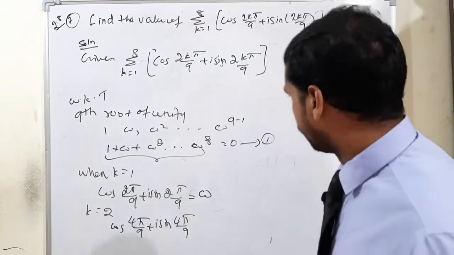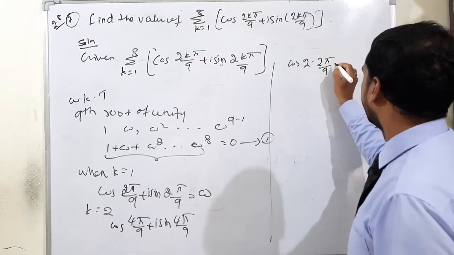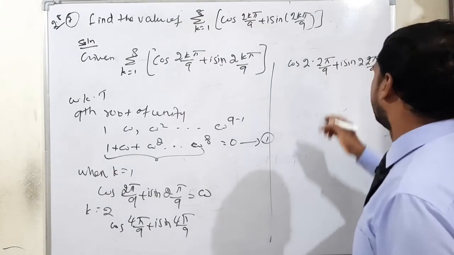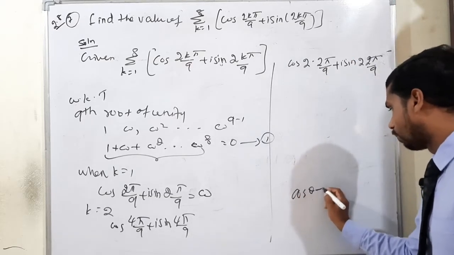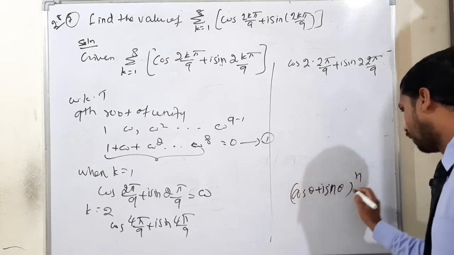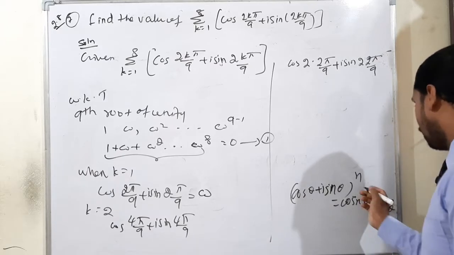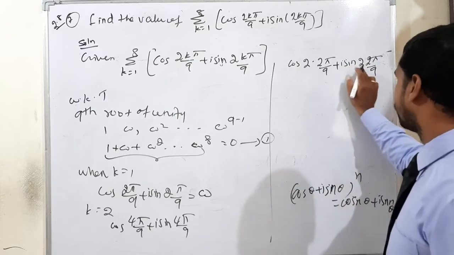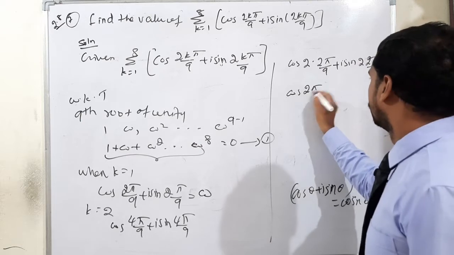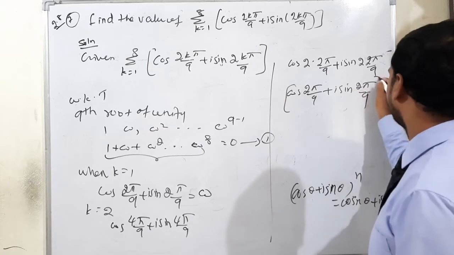So, instead of 4 we can write it as cos 2 into 2 pi by 9 plus i sin 2 into 2 pi by 9. Already we know according to De Moivre's theorem, (cos theta plus i sin theta) the whole power n means cos n theta plus i sin n theta. Just reverse it. Here the common term 2, we can write now as the power of square. Therefore, (cos 2 pi by 9 plus i sin 2 pi by 9) the whole square.